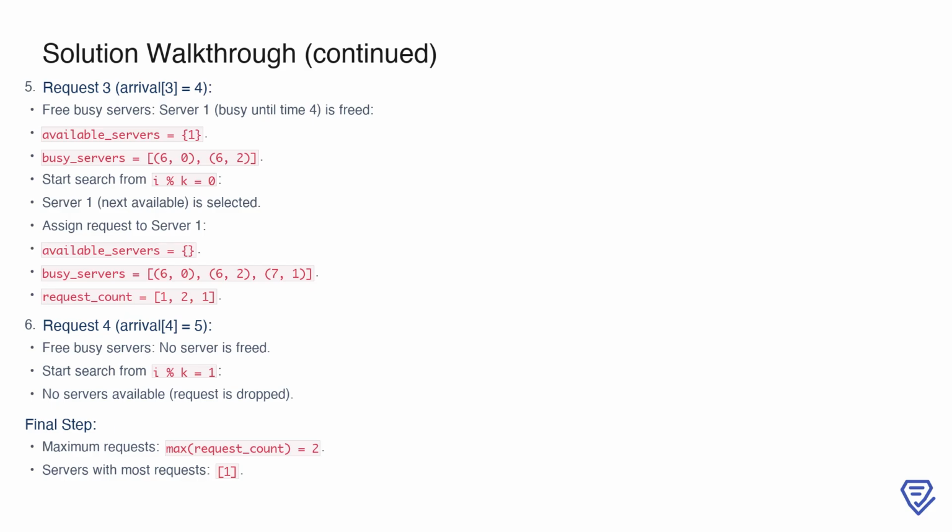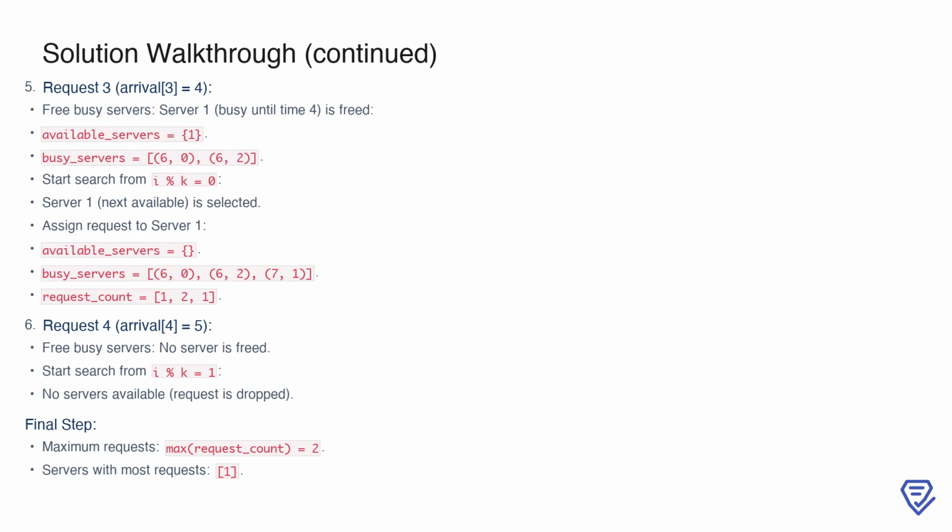The algorithm first frees any servers whose busy time has ended. Server 1, which was busy until time 4, is freed and added back to the available_servers set. The search for an available server starts from index i%k equals 0. Since server 1 is now available, it is selected for this request. Server 1 is marked as busy again, this time until time 7. The busy_servers heap is updated to reflect its new busy time.